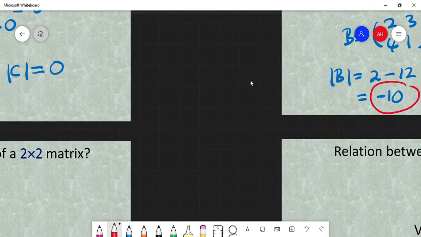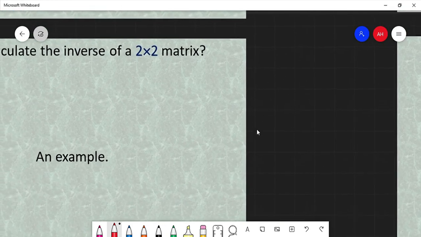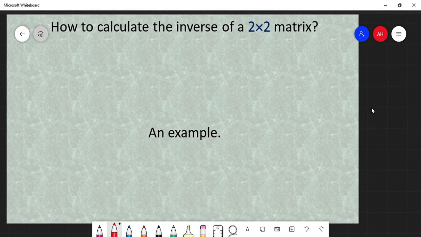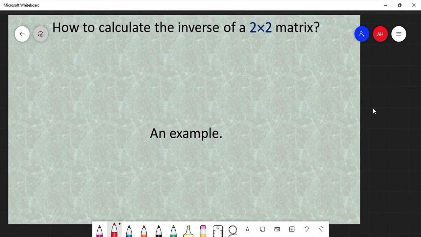Now, after we discuss a little bit about the determinant of a matrix, the next concept related to determinant is the inverse of a 2 by 2 matrix. So how to calculate it? This is the big question. Luckily we have a formula, and the formula is related to the determinant. That's why we talk about the determinant first, and then the inverse of the matrix.